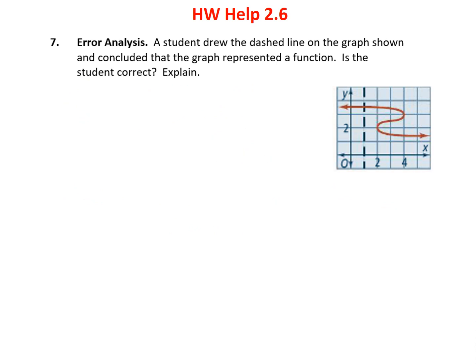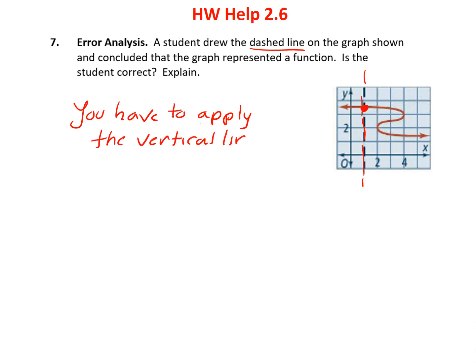Problem 7 is an error analysis problem. It says a student drew a dashed line on the graph shown and concluded that the graph represents a function. You can see the dashed line right here. And notice where he drew the line, it only crossed one point, so he concluded it must be a function. However, his mistake is you have to apply the vertical line test to the whole graph.